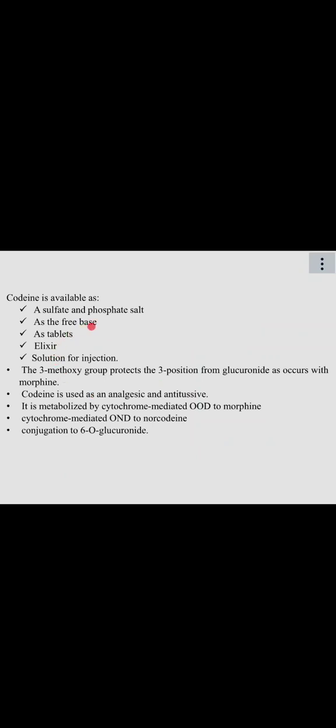Why? Because even as you go for your ward rounds, codeine is a very common drug, so it's important to know something about it. It is available as a salt, the sulfate and phosphate salts. Remember, because of the tertiary amino group, you can react codeine with sulfuric acid or phosphoric acid to get the sulfate and the phosphate salt. It can also be available as a free base, as tablets, as elixir, or solution for injection. In your pharmaceutics, of course, you do formulations, so you understand all those formulations.